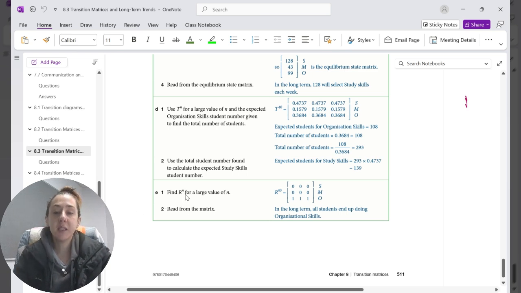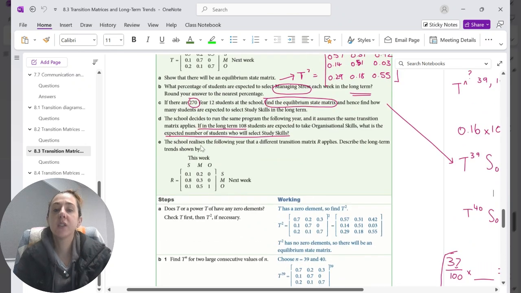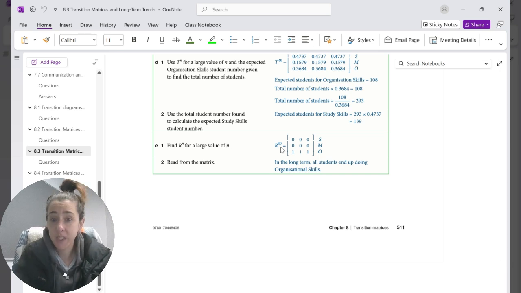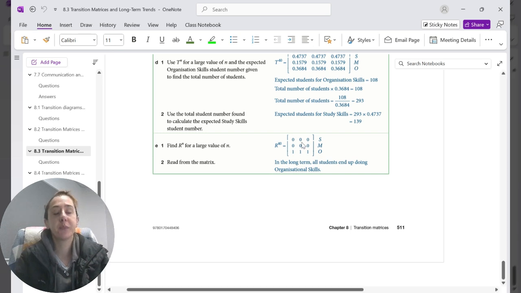We are going to find R to the power of n for a large value of n and read from the matrix. So back up to the question. The school realizes the following year a different transition matrix applies. Describe the long-term trend. Now, we have zeros in here. So all we're doing is we're raising that new transition matrix to a large value. They've selected 40. And again, you could pick 70, you could pick 112. I don't mind which it is, but make sure that it is large enough to get to an equilibrium state.